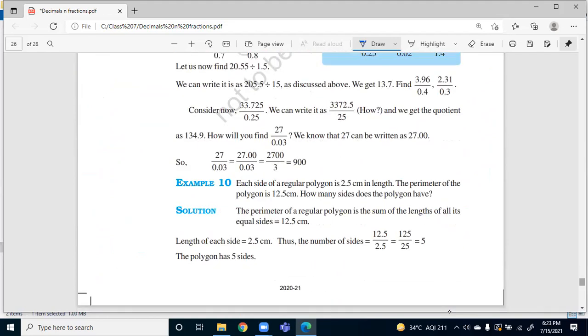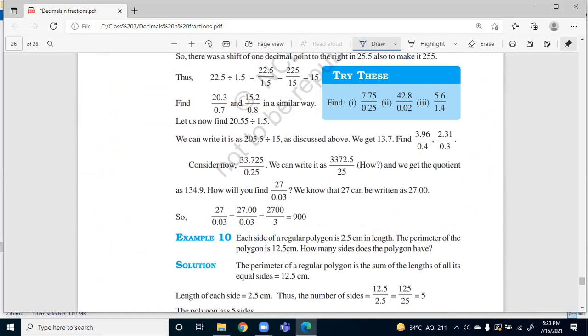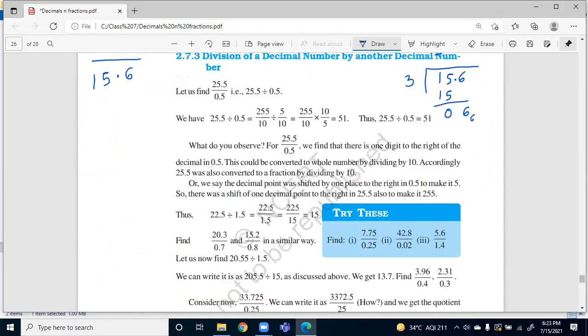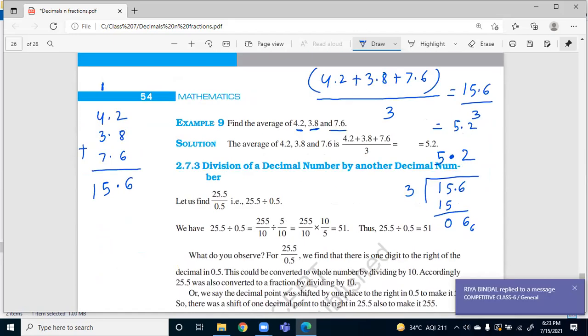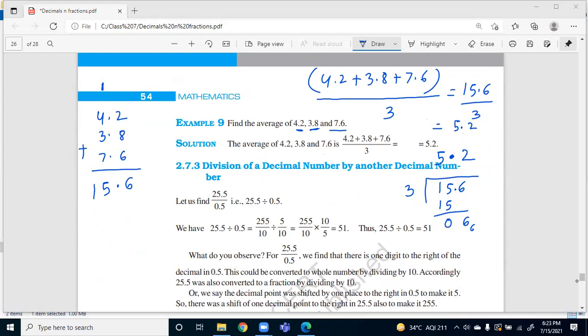Okay. So let's come to question number 10. Example number 10. Have you written that example number 9 in your copy? Yes, ma'am. What about others? Yes, ma'am. Please wait a minute.